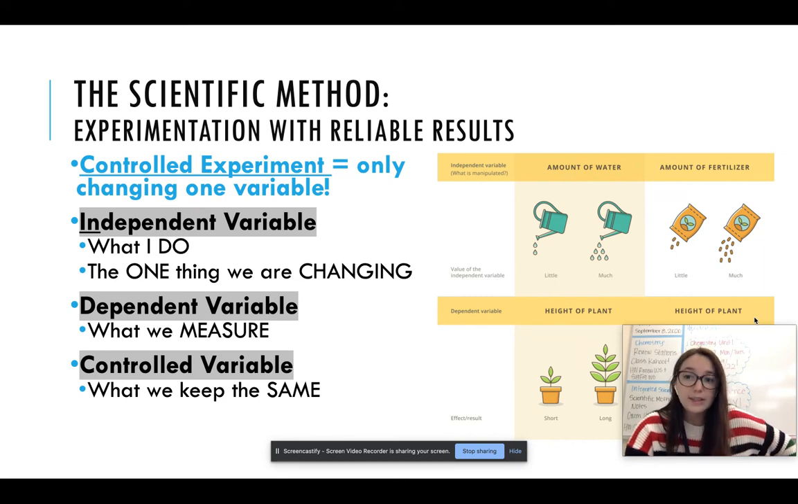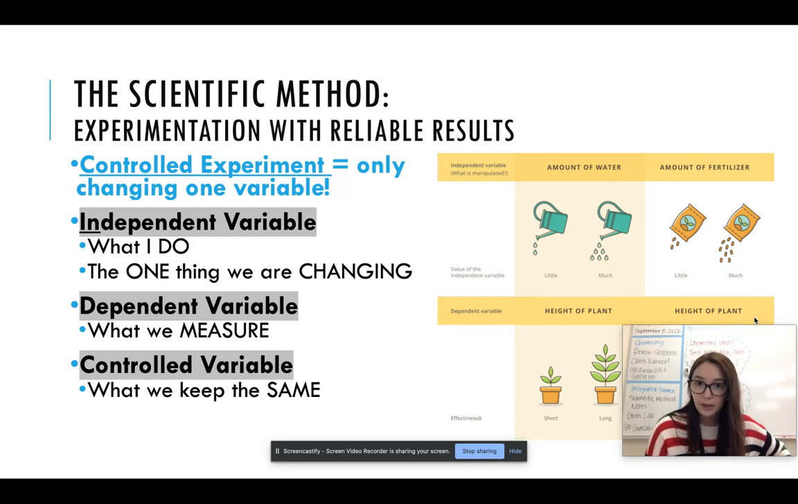The variables that we deal with are the independent variable, which is what I do. It's the one thing we are changing. So think about it. You're independent. You're doing your own thing. So it's my one thing because it's independent and it's changing. My dependent variable is what we're measuring, and that is what changes based on your independent variable. And then my controlled variable is what we keep the same.